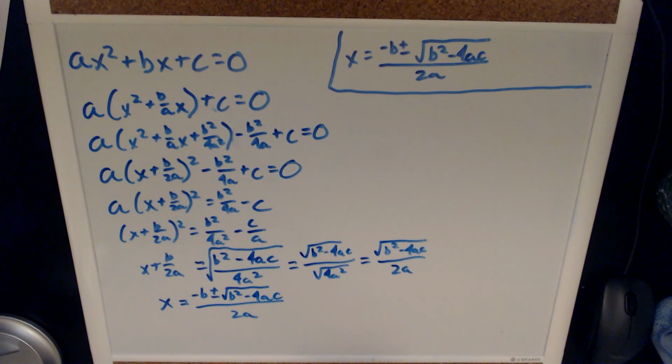So there you have it. x equals negative b plus or minus the square root of the quantity b squared minus 4ac, all over 2a, or the quadratic formula.